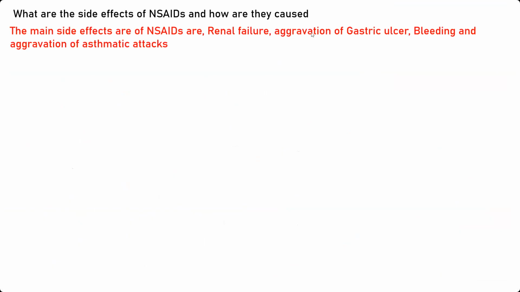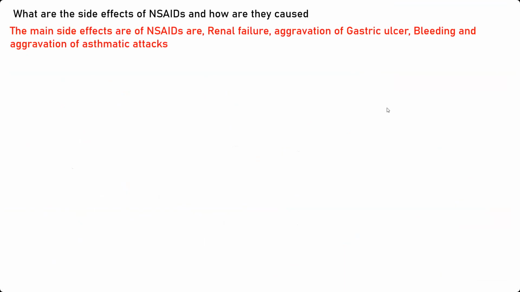And why does gastric ulcer get aggravated? Prostaglandin is protective for the mucosal layer. It is important for synthesis of the mucus layer covering. The mucus production will be inhibited, so that the exposure of the gastric ulcer to the acid secretion will be more, and aggravation of the gastric ulcer will happen. Why does bleeding happen? Some of them have antiplatelet action. Platelets will also be affected. That is the reason why.